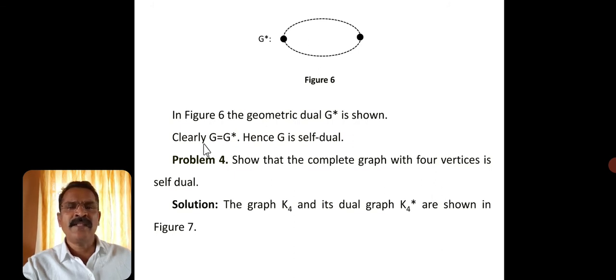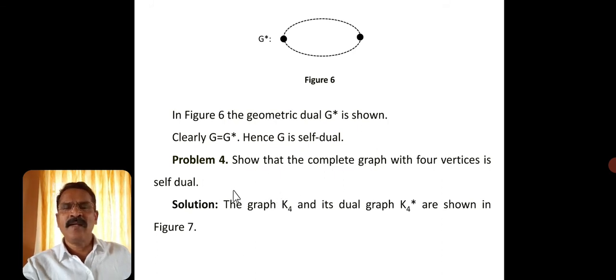If any graph is isomorphic to its geometric dual, then such a graph is called a self-dual graph. So in this case, this is an example of a self-dual graph. Now we will consider one more example problem: show that the complete graph with 4 vertices is self-dual. They may ask such questions.